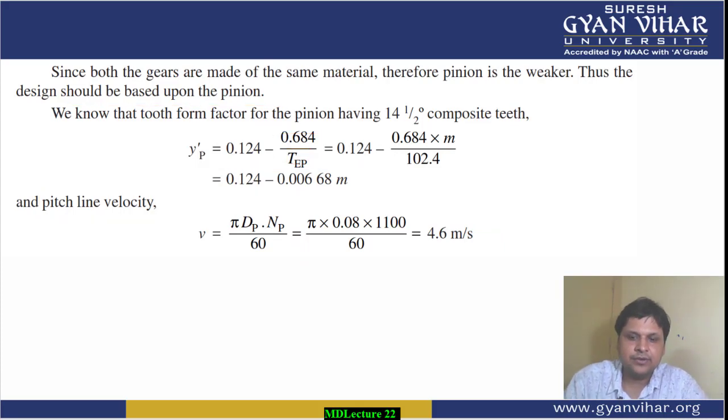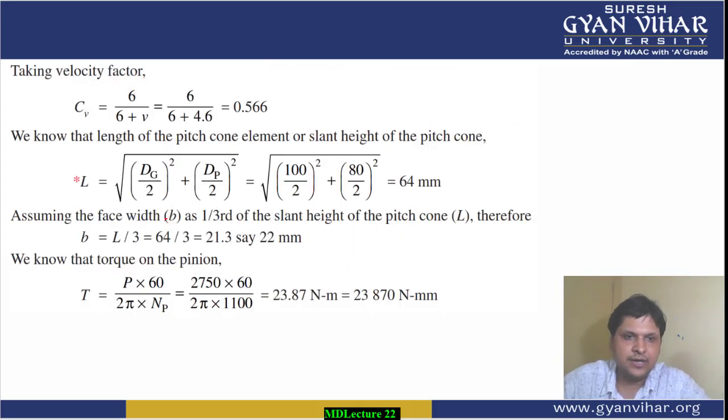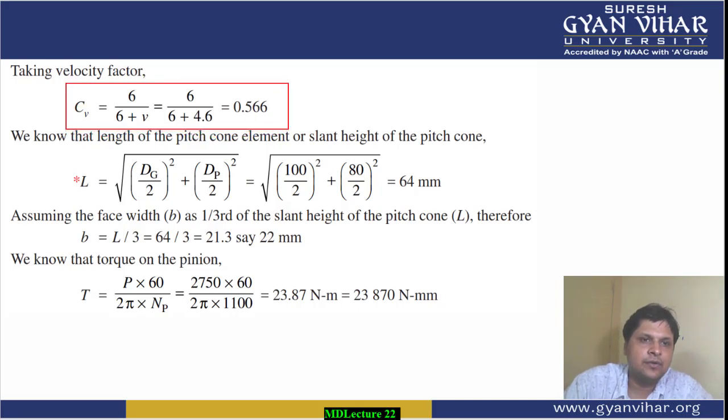Moving further, since the design equations are a bit lengthy, but step by step we are going. Now since the pitch line velocity is calculated, based on it we will calculate the velocity factor. We know the velocity factor formula, from the data book also you can calculate. It is 6 upon 6 plus v. Put the value of v and you will get the velocity factor.